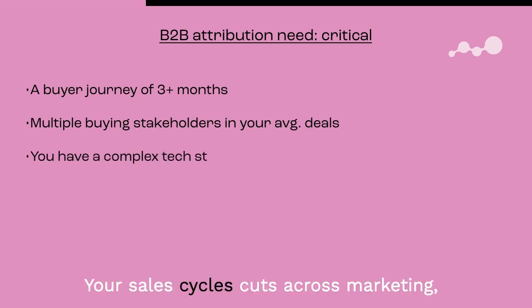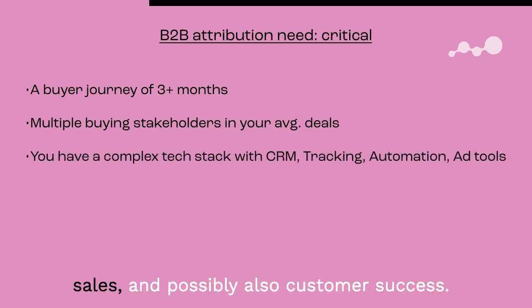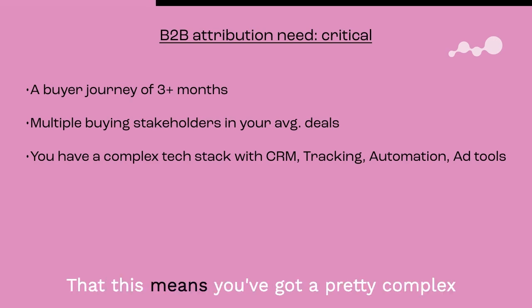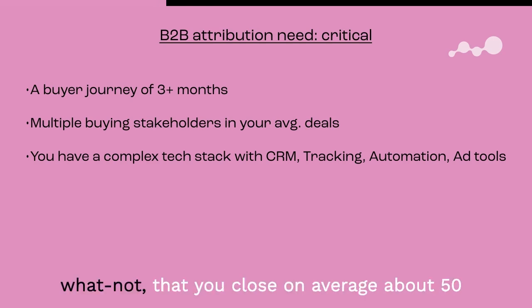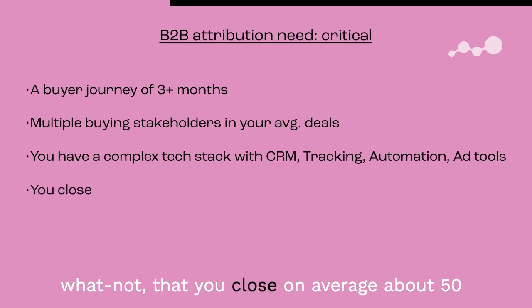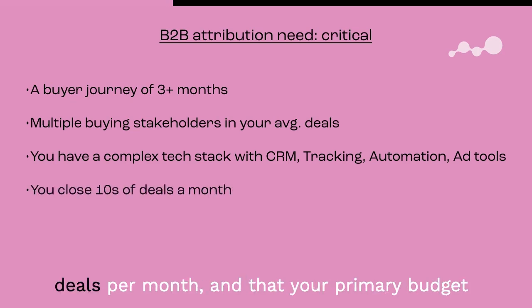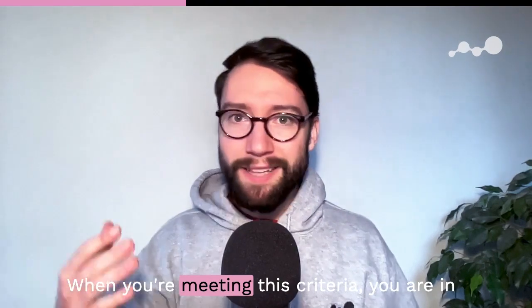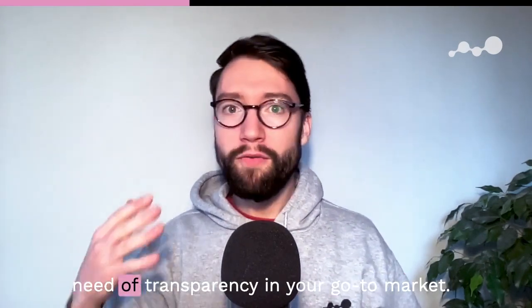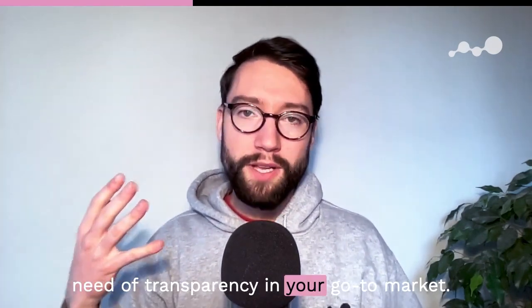Your sales cycle cuts across marketing, sales, and possibly also customer success. This means you've got a pretty complex tech stack involving a CRM, automation tools, and whatnot. You close on average about 50 deals per month, and your primary budget allocation is on digital marketing ad spend. When you're meeting these criteria, you are in need of transparency in your go-to-market.